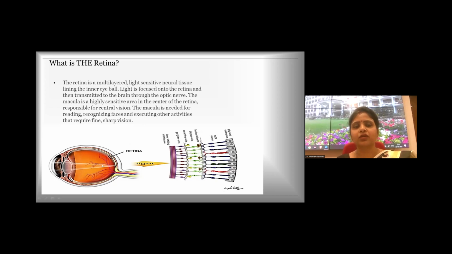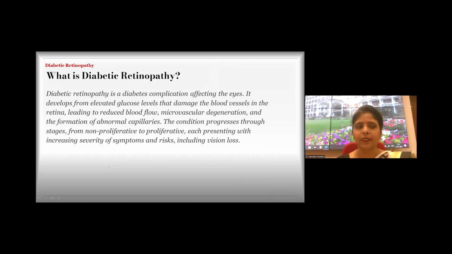So the macula is needed for reading, recognizing objects, and other activities that require fine and sharp vision. So what is diabetic retinopathy? Diabetic retinopathy is a complication of diabetes affecting the eyes.